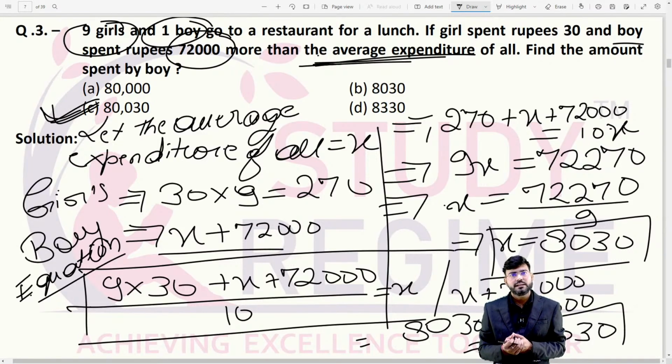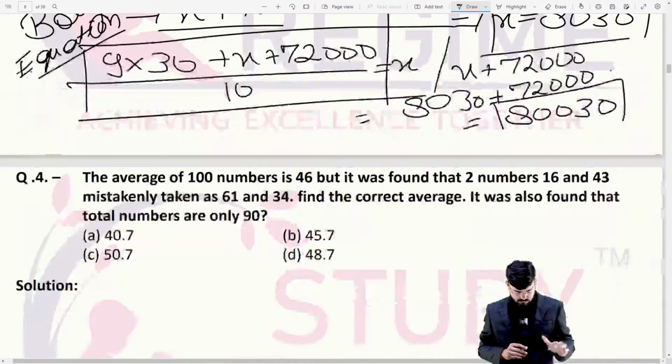The money spent by all the girls is equal to 30 into 9, that is equal to 270. So I have just applied the formula 9 into 30 plus X plus 72,000 by total number of observations 10, that is equal to X. On solving, I got the value of X is equal to 8030. Now on adding this value, I will get the amount which is spent by the boy. Clear? So let's move on with the next question.